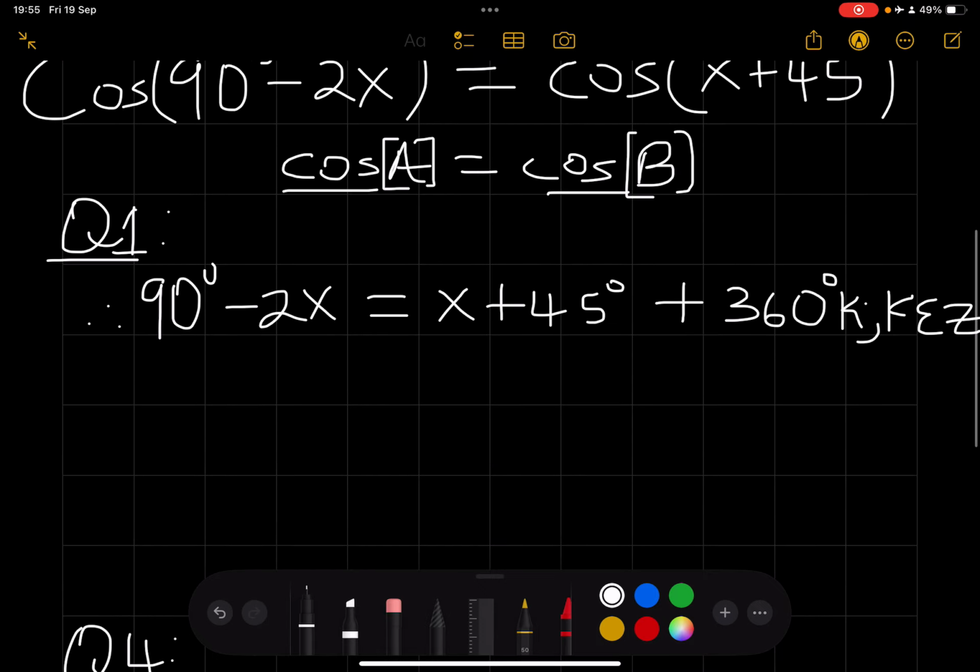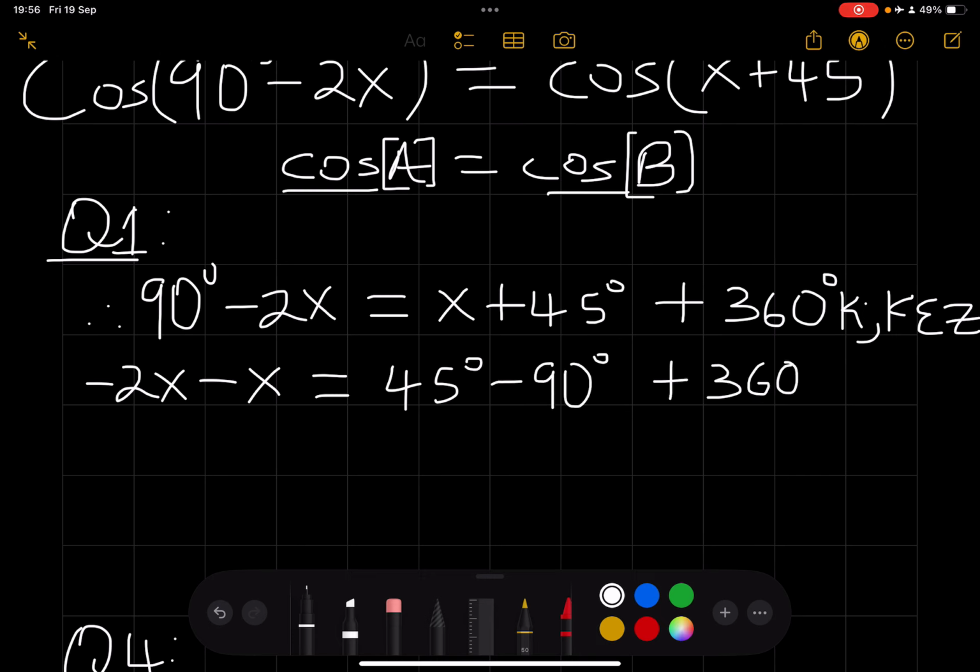Now, let's solve the first one. We're going to transpose. We have minus 2x, we transpose the x, which becomes minus x. This side we have 45 degrees, we transpose the 90. Then we have plus 360 degrees k. The k element of Z, write it in the first statement only. Now we know that k is an integer. We have negative 3x equals negative 45, because 45 minus 90 is negative 45.